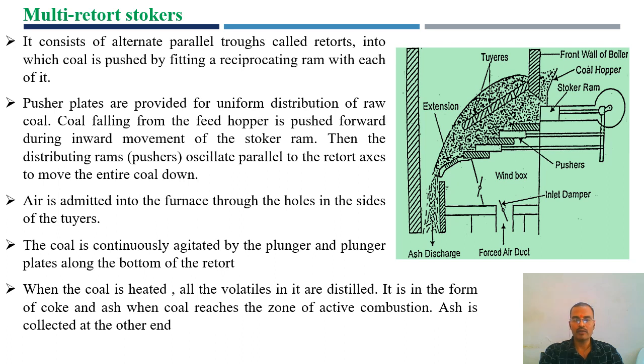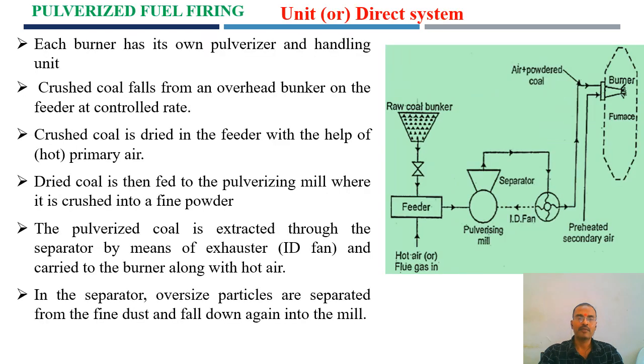Air is admitted to the furnace through the holes in the sides of the tuyeres. The coal is continuously agitated by the plunger and plunger plates along the bottom of the trough. When the coal is heated, all the volatiles in it are distilled, and it is in the form of coke and ash. When coal reaches the zone of active combustion, ash is collected at the other end.